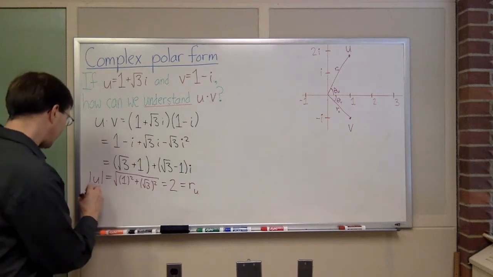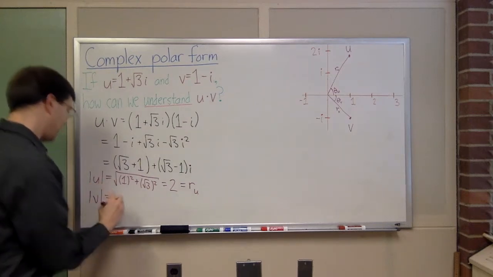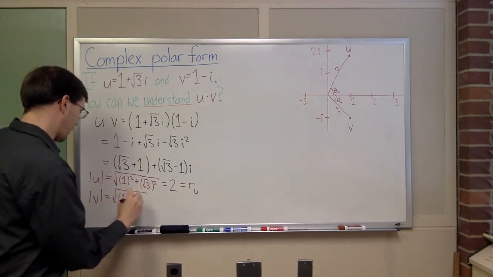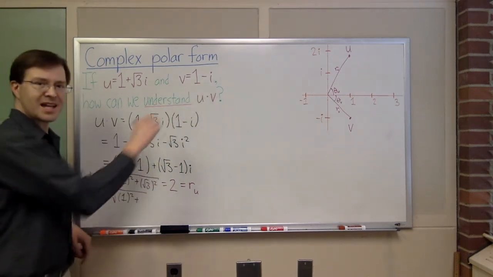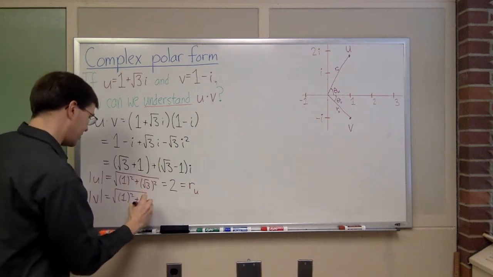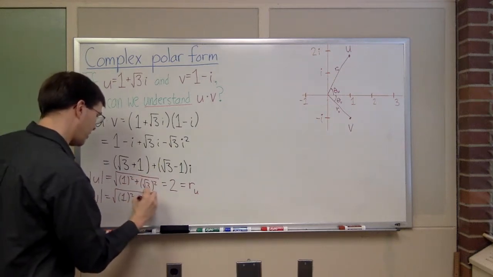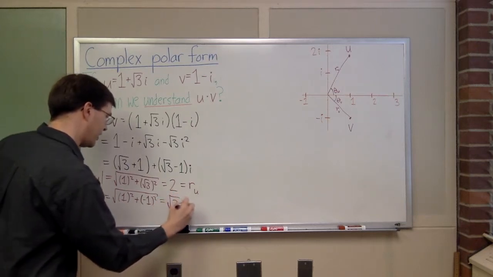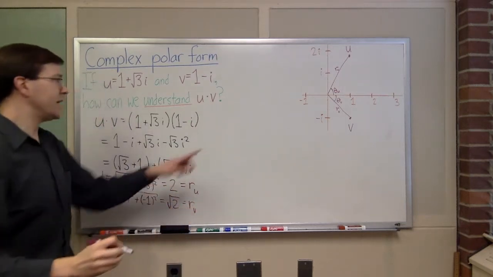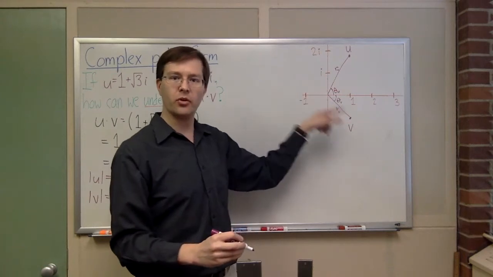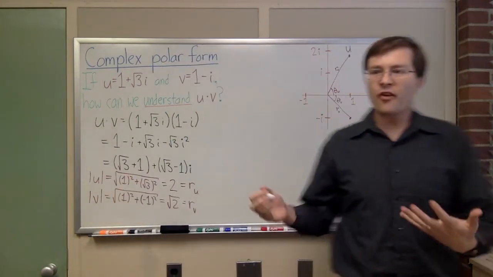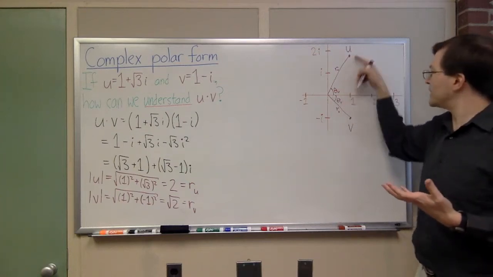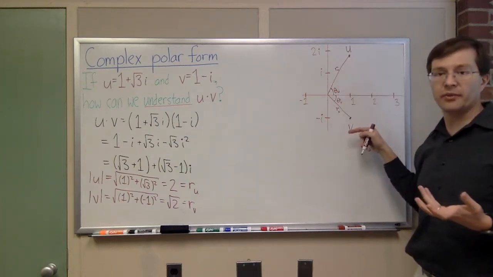Similarly, the absolute value of v would be the square root of 1 squared plus, and minus i is minus 1 times i, so that's minus 1 squared. A negative squared is a positive, of course, so that just comes out to be the square root of 2, and that's what I called over there r of v. So this distance here is the square root of 2. So again, we've already got a visual, meaningful meaning to this polar coordinate part for the radius.